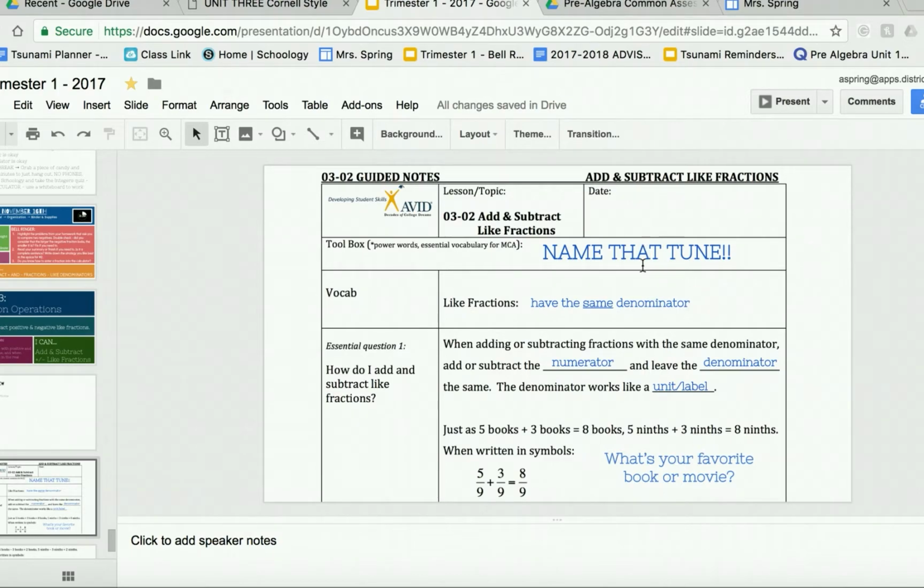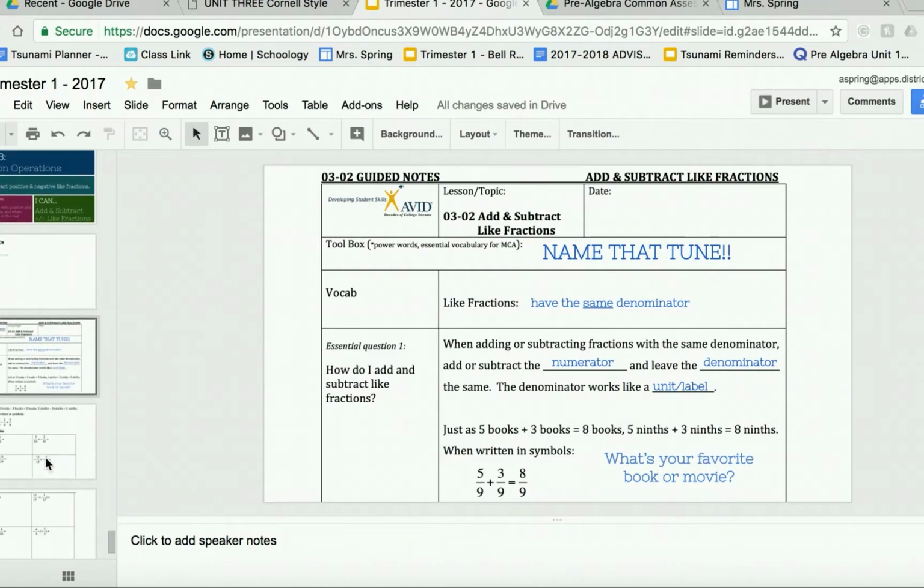Some of you might be wondering about why it says name that tune up there in the toolbox. We're going to have a little fun in a second. I'm going to share the beginning of a song, and I want to see if you know what it is. But for now, you're telling me, what is your favorite book or movie? And then we're moving on.